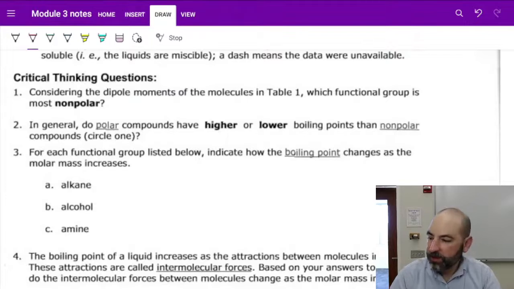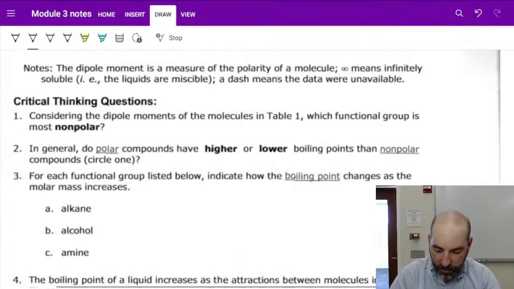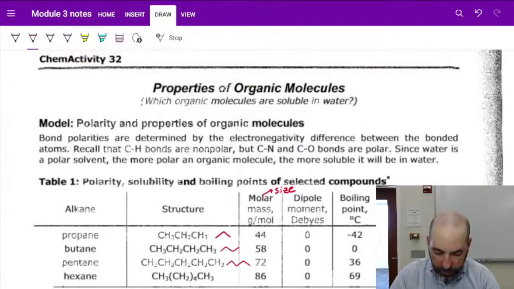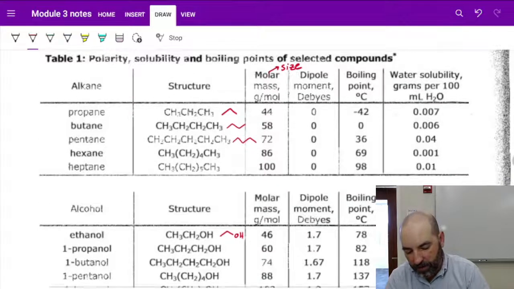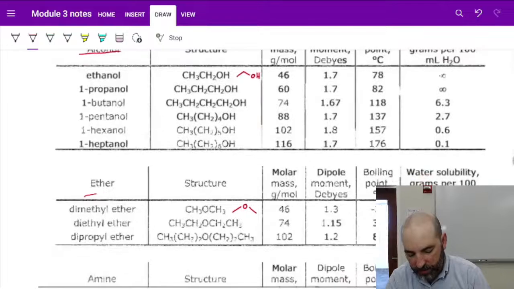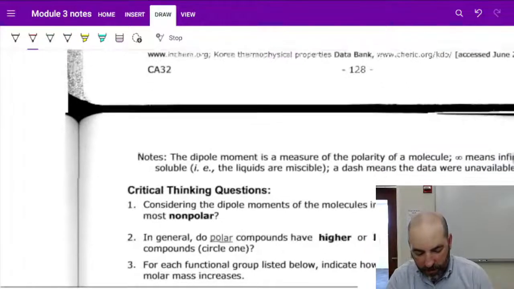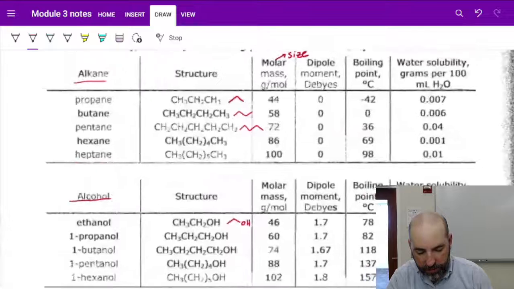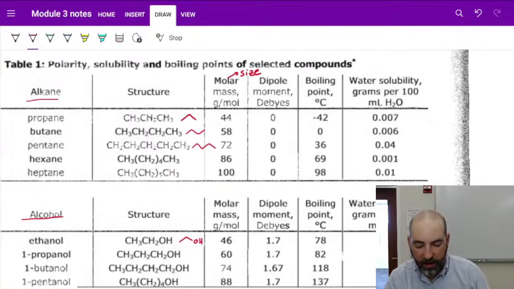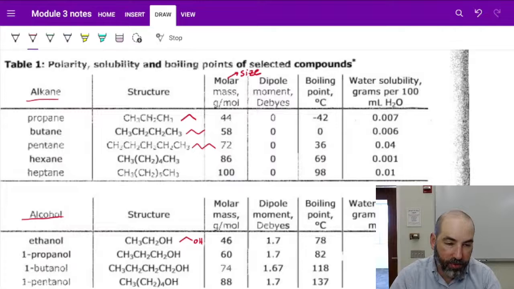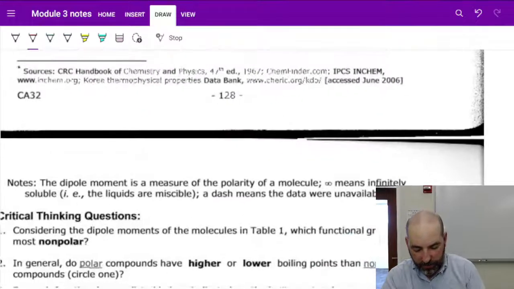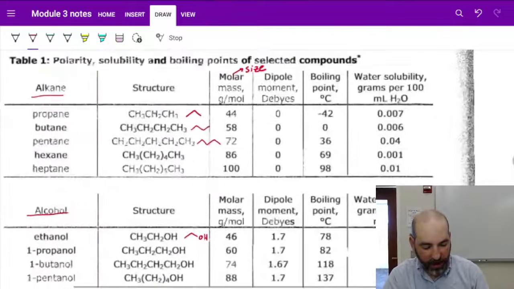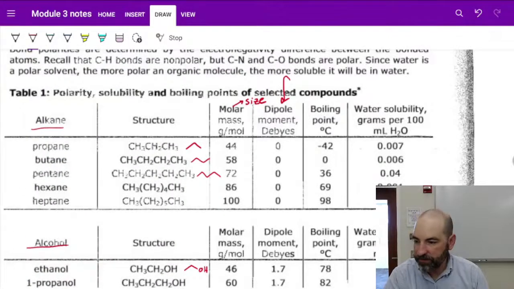Okay, considering the dipole moments of the molecules in Table 1, which functional group is most nonpolar? So the functional groups are these different groupings. So you have alkane, alcohol, ether, amine. All right, so which functional group is most nonpolar? What are we going to look at for that? We're going to look first off at the polarity, which, as we just saw earlier, is measured by that dipole moment. So we're looking at this category right here.